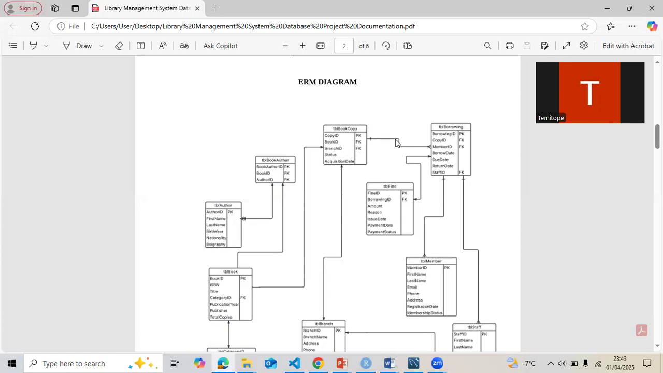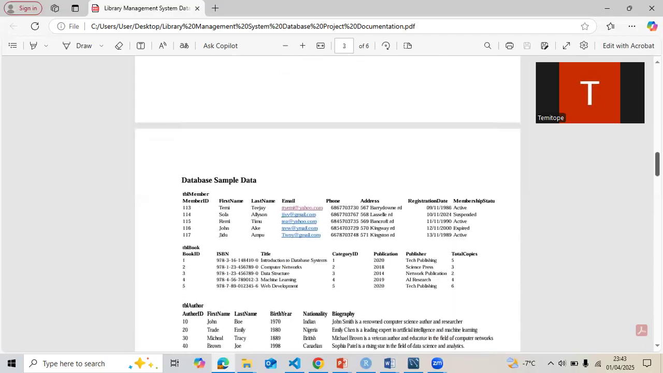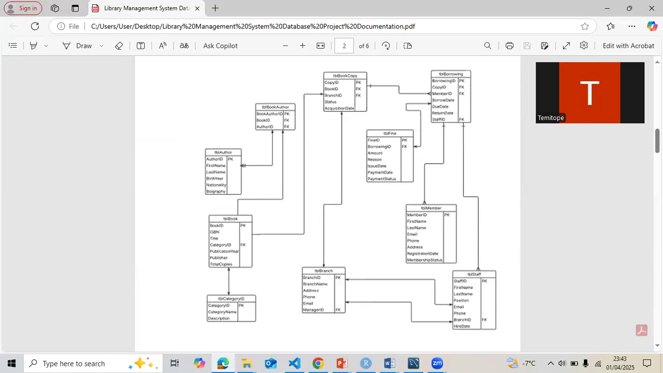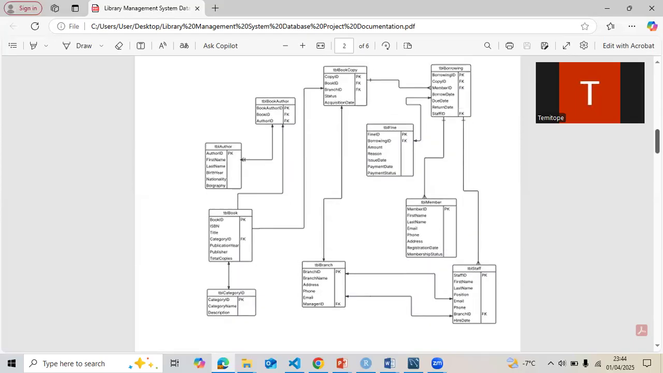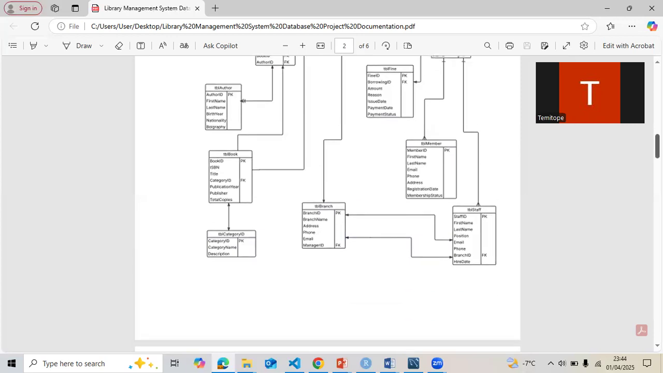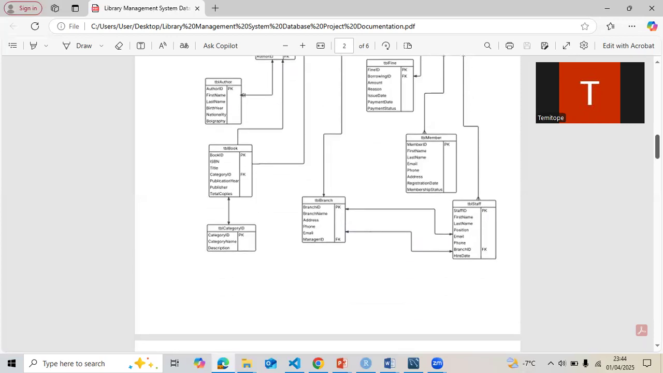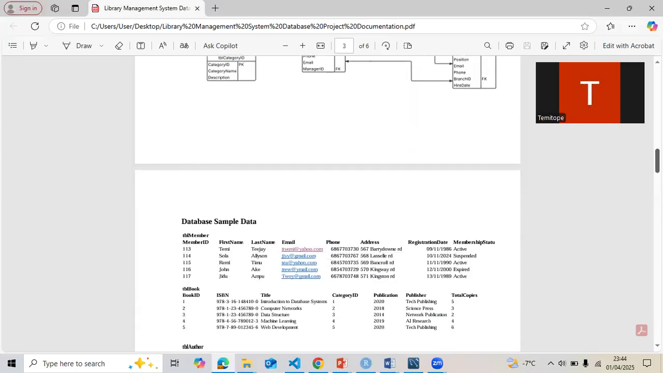That is why we use this diagram, to show how they relate to each other. That is how they link to each other. So this is my ER diagram. We have 10 entities here: 1, 2, 3, 4, 5, 6, 7, 8, 9, 10. So we have 10 entities in total, and they are all related. One relates to another. So the ER diagram is showing the relationship between all the entities.